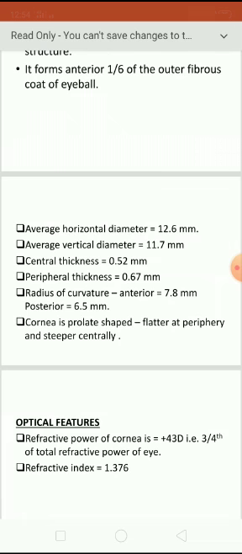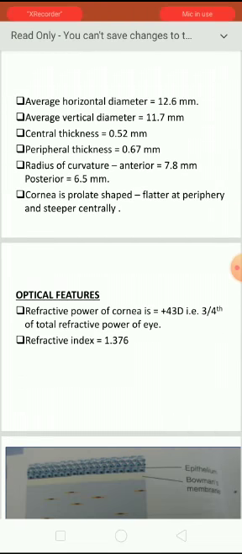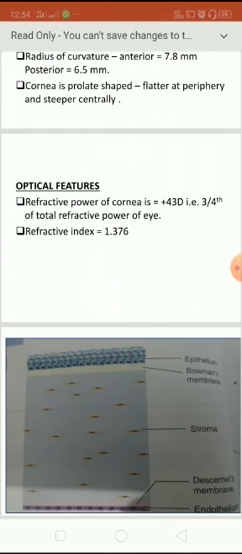So the cornea is prolate shaped. That means it is flat at the periphery and steeper centrally. The refractive power of the cornea is 43 diopters. That means it forms 3/4 of the total refractive power of the eye, which is 60 diopters. Refractive index of the cornea is 1.376.